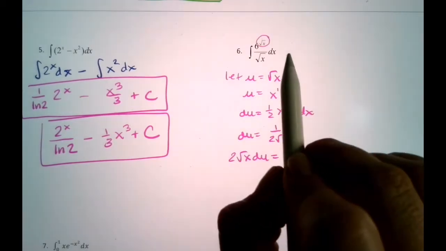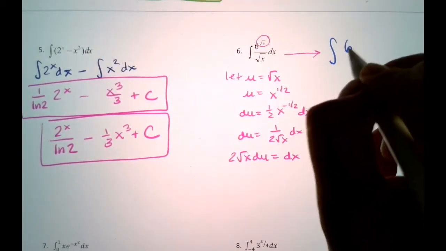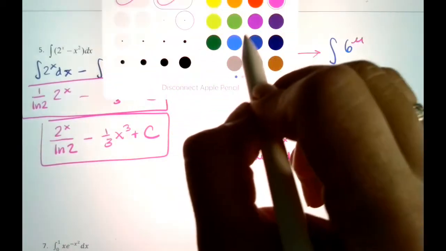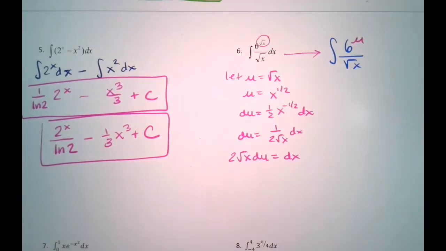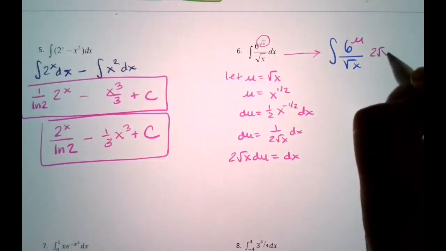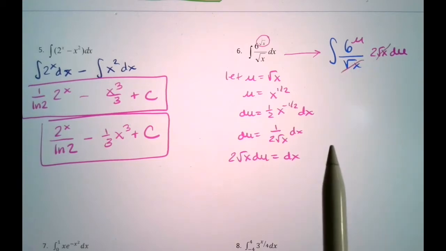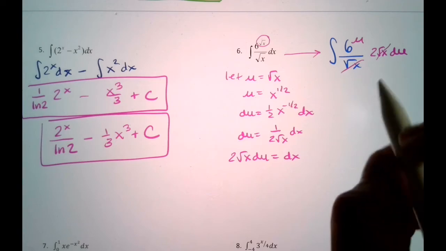Now, I'm going to translate this integral into my u substitution. So remember, I had this exponential base 6. It was the exponent that I let equal u. And I didn't do anything down there with that square root of x that was hanging out. But what I do have in place of dx is 2 square root of x du. And this is now perfect because those root x's totally cancel out. And I want to be careful at this step, that there's a coefficient of 2. I'm going to throw that outside the integral.